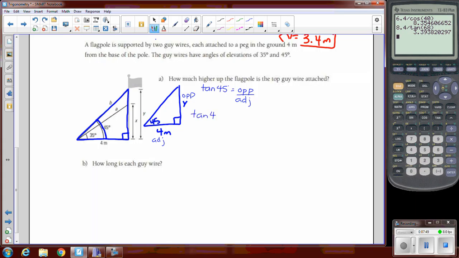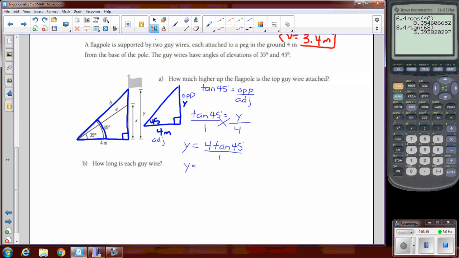The tan of 45 degrees, the opposite is my unknown in this case, and that's y, the higher reaching guy wire, and the adjacent is my 4 meters. Put it over 1 and cross multiply. So from the example above, this is a little different. The line or the stick that has two numbers on it is tan 45 and 4. So I'm going to multiply those. 4 times the tan of 45 degrees, and then I'll divide by 1.